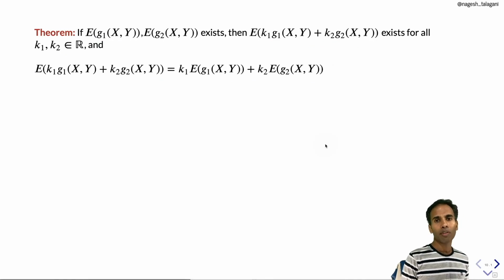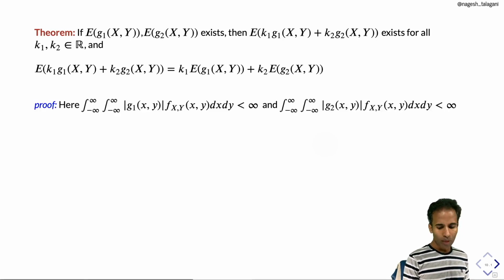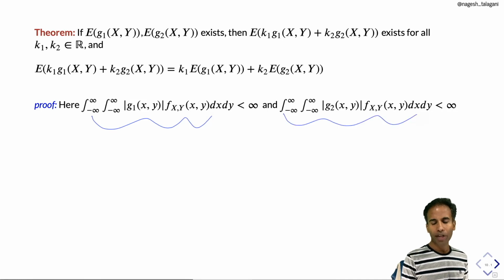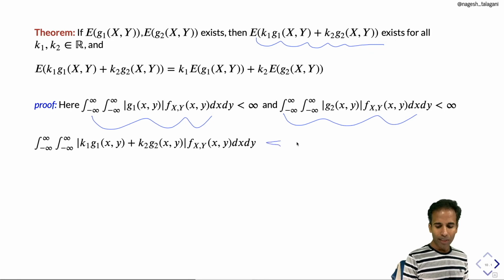Let me prove this theorem for the continuous bivariate case. Similarly, we can prove it for the discrete bivariate case. What is given here? Expectation of g1(X,Y) and expectation of g2(X,Y) exist. That means we know these two absolute integrals are finite. So now we have to show expectation of k1 g1(X,Y) plus k2 g2(X,Y) exists. For that, we need to show this integral is finite. So let me consider this integral and show this is finite.